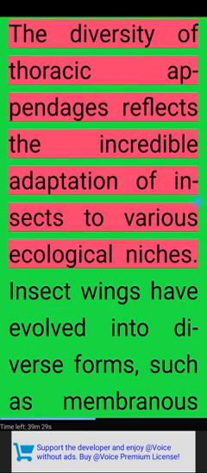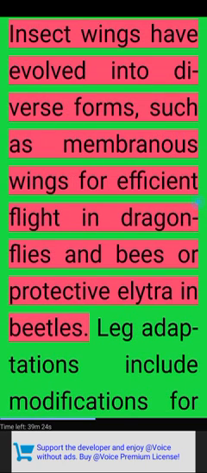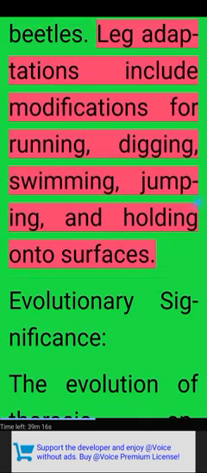Adaptations and diversity. The diversity of thoracic appendages reflects the incredible adaptation of insects to various ecological niches. Insect wings have evolved into diverse forms, such as membranous wings for efficient flight in dragonflies and bees or protective elytra in beetles. Leg adaptations include modifications for running, digging, swimming, jumping, and holding onto surfaces.